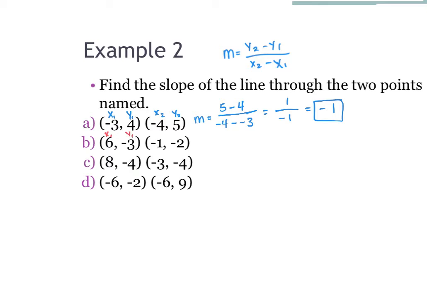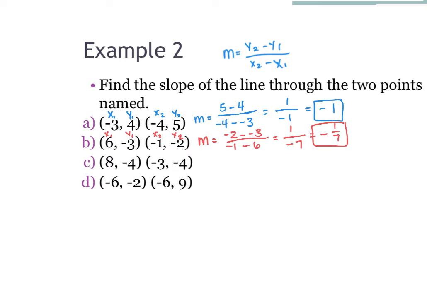x1, y1, x2, y2. So m equals negative 2 minus negative 3 divided by negative 1 minus 6. Negative 2 minus negative 3 is negative 2 plus 3, which is going to give us a positive 1 on the top. And negative 1 minus 6 on the bottom is just going to be negative 7. So our answer is negative 1 over 7.